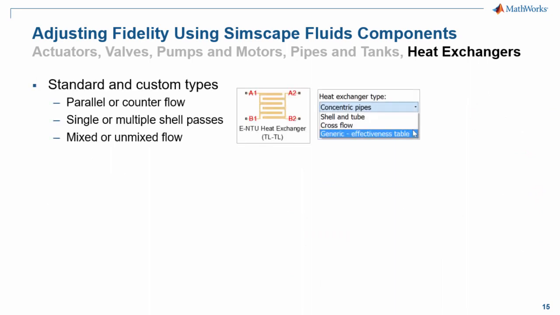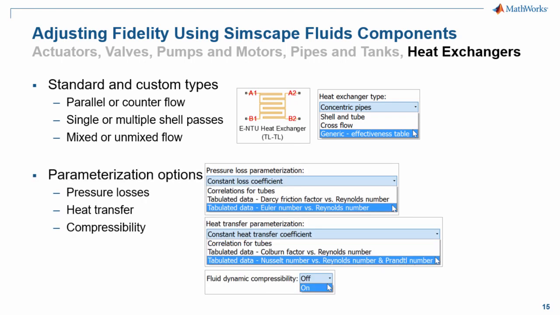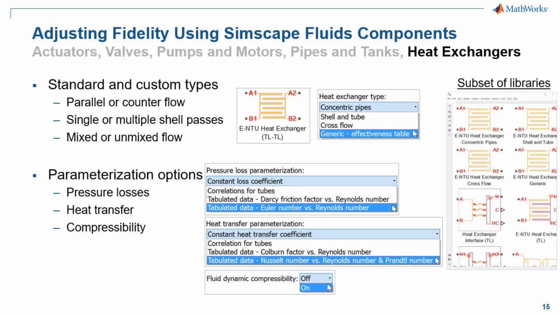If we take a look at the heat exchangers, it includes both standard and custom types. You can configure them for parallel or counterflow, single or multiple shell passes, and for mixed or unmixed flow. You can parameterize the pressure losses and the heat transfer according to a number of different correlations, and you can also add or neglect fluid dynamic compressibility. A wide range of components is available to you in Simscape Fluids, and you can combine these blocks together to create reusable subsystems that implement even more complex components. In our next example, we will see how we can combine these blocks together to create a custom servo valve.